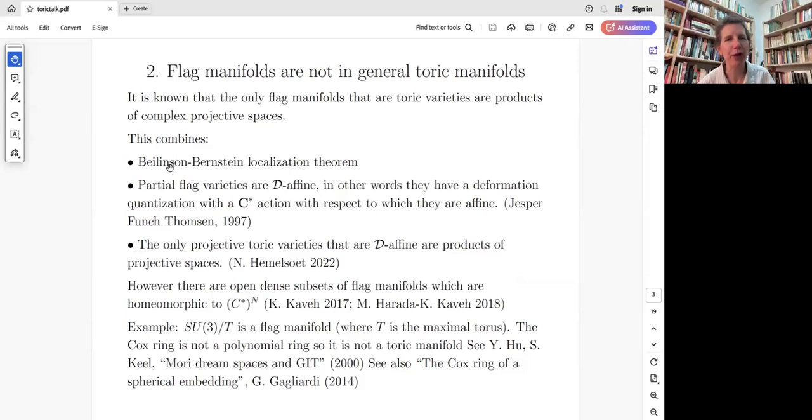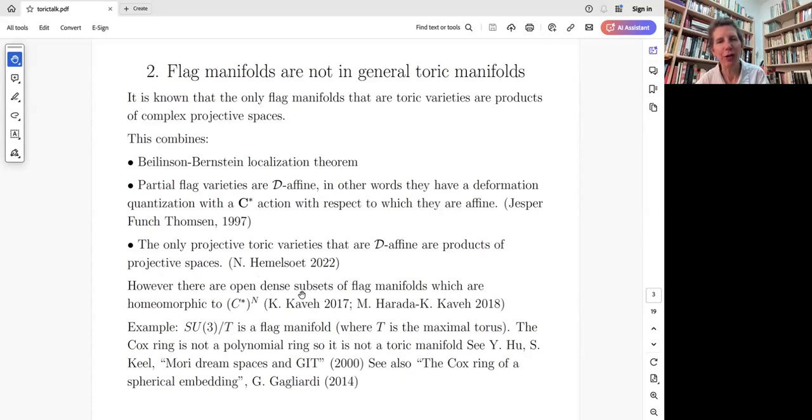Proof of this combines the Beilinson-Bernstein localization theorem and also an argument due to Thomsen, which shows that flag varieties are what are called D-affine. In other words, they have a deformation quantization with a C-star action with respect to which they are affine. And Hemmelsoth showed that the only projective toric varieties that are D-affine are products of projective spaces. So that completes that proof.